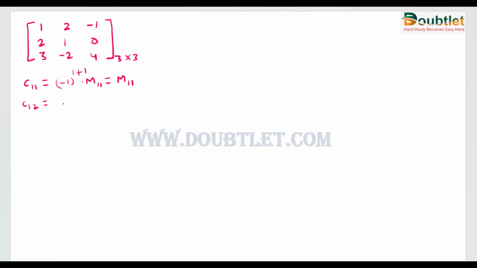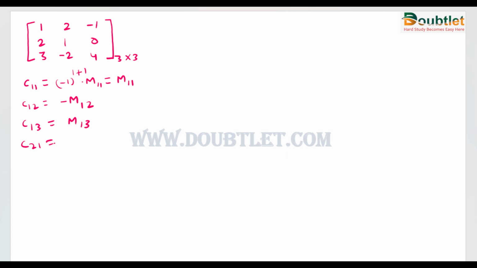First of all, write a matrix: 1, 2, minus 1, 2, 1, 0, and 3, minus 2 and 4. This is a 3 cross 3 matrix, which means it is a square matrix, so we can find the cofactor matrix. We have to find the cofactor related to each element. So we can write C11 is equal to minus 1 to the power 1 plus 1 times M11, so we can write this as M11. For C12 this will become minus of M12. For C13 this will become M13.